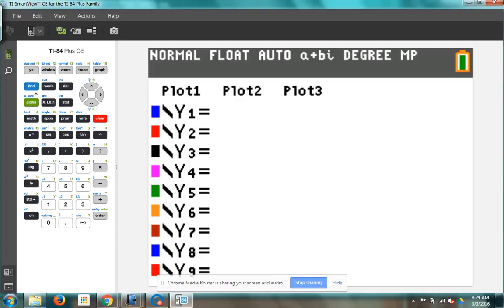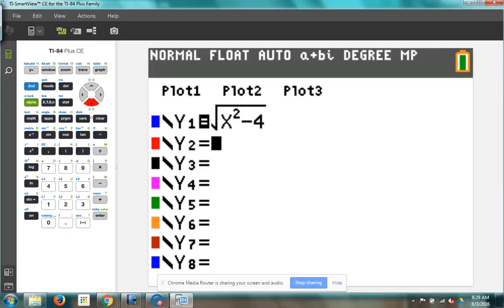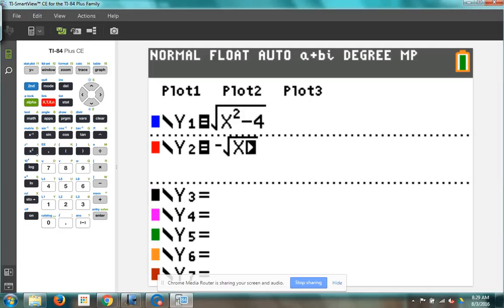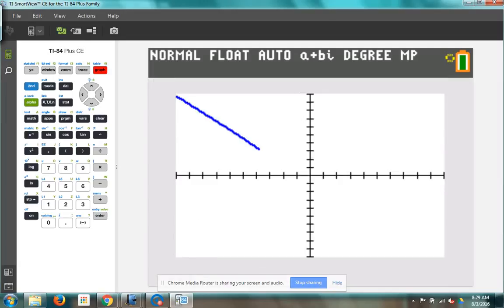Okay, so I'm going to do the positive side, so I'm going to get the square root, and then I'm just going to type that in, x squared minus 4. And then I'm going to go to y2, and I'm going to get the second half of that, the negative side. So negative square root x squared minus 4. And I'm going to graph both of those at the same time. So there's the blue one, that's the positive side. Here comes the negative side.